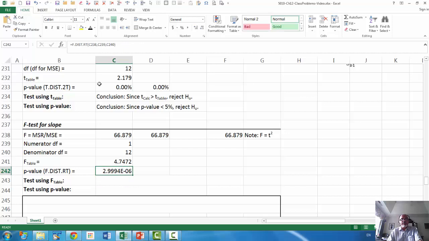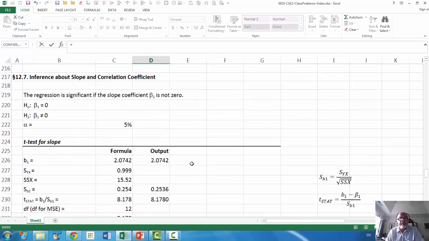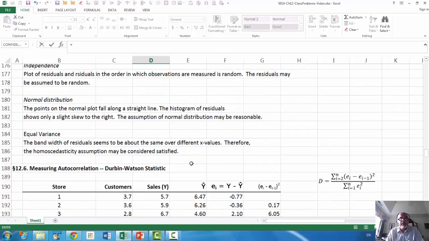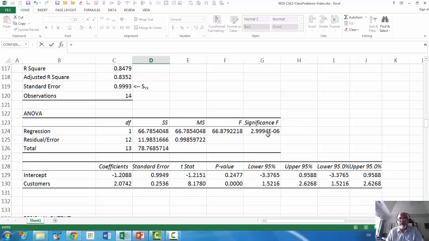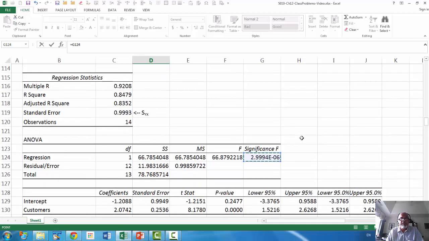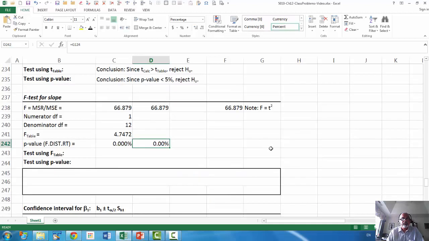Of course, this P value will be exactly the same as the P value we got for the t-test. And again, the P value is from the ANOVA table as well, from the data analysis results. You see the significance of F, that is the P value. So the conclusion is exactly the same as before. It has to be, because these are interrelated.